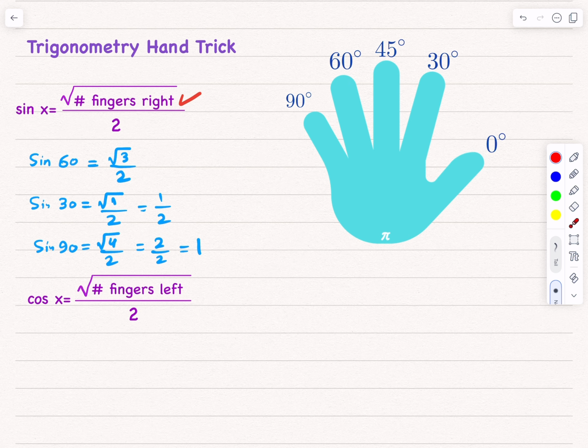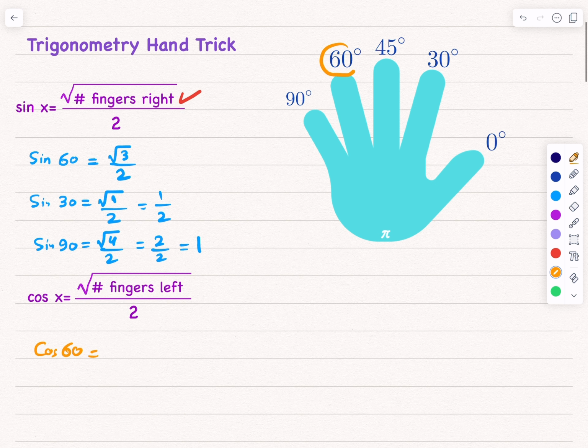Let's move on now to the cosine ratio. It will be the square root of the number of the fingers on the left of the angle, rather than the right as we did here, and then we divide by 2. Here, an example, cosine the angle 60. So 60 is here. Now, on the left of the angle 60, we have only one finger, so it will be the square root of 1 divided by 2, which is half.